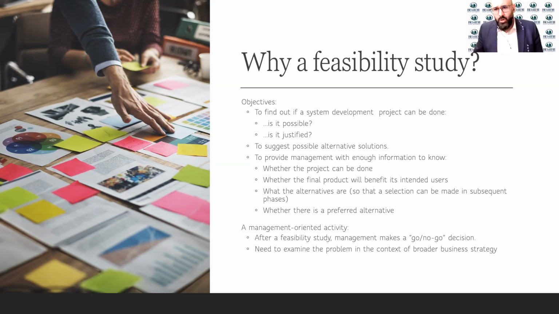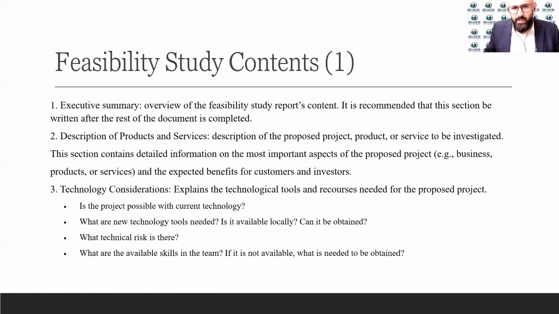All right, so what is the feasibility study? What should I include in the feasibility study? In the feasibility study, you need to include these sections. And when I say sections, these could be paragraphs, could be headings. So the first one would be the executive summary. You should provide an overview of the project.